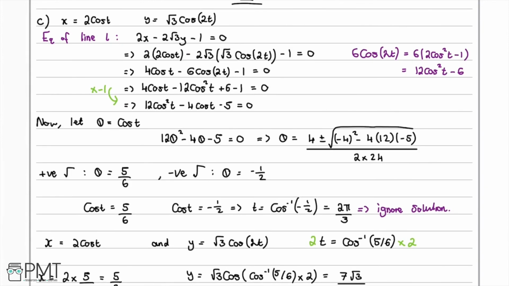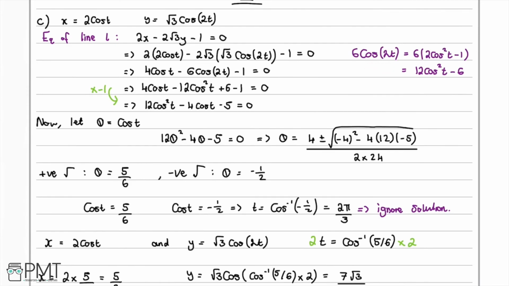Now for part C of this question, there was 6 marks available. We received our first mark for substituting x equal 2 cos t and y is equal to root 3 cos 2t into our equation of the line from part B of the question. We then received our second mark for using this double angle formula here.